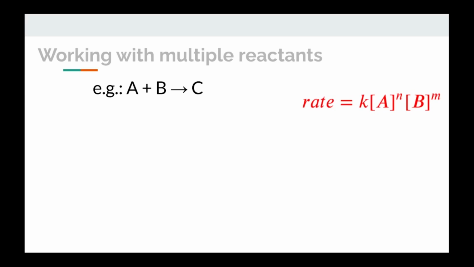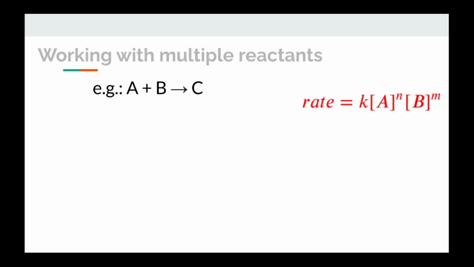One last topic is working with multiple reactants. So we saw how to do concentration versus time for a single reactant and then derive the rate laws using the integrated rate law technique. But what if we have more than one reactant? Then rate will be equal to some rate constant times the first reactant raised to some order times the second reactant's concentration raised to some other order. So if we have two reactants, the rate law is going to depend on both of them.